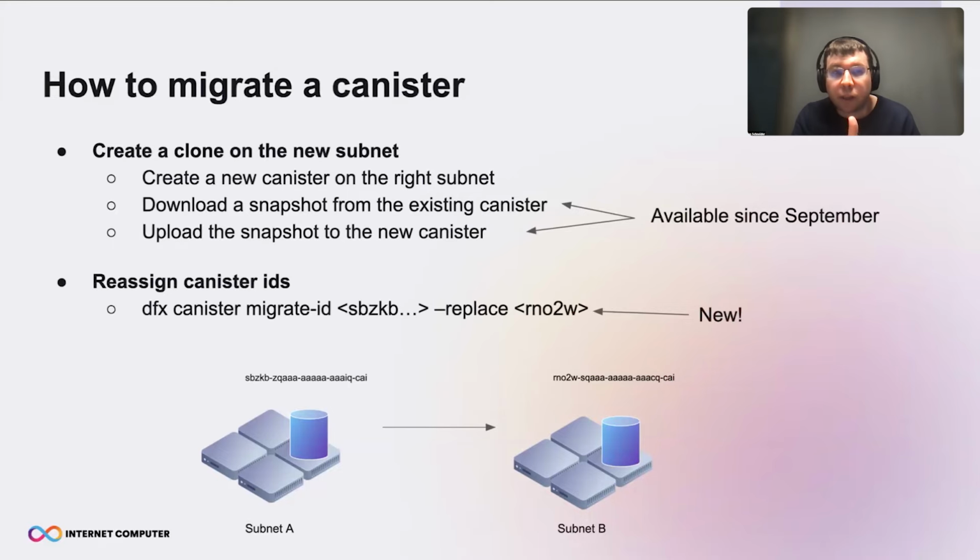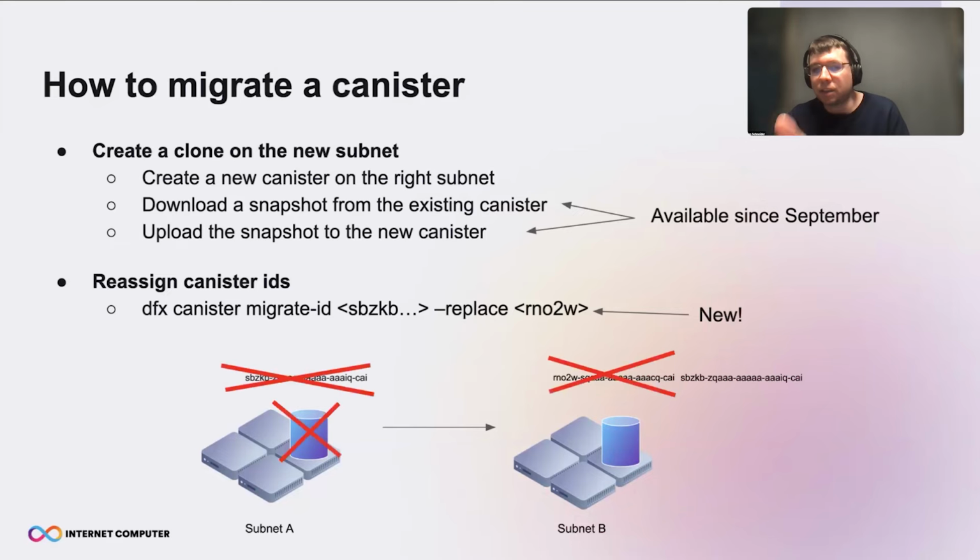So we're introducing a new DFX command called migrate ID. So you tell it to migrate the ID from one canister to the other. And after you do that, the way it will look like is the new canister will now have the name that the old canister had. And the old canister was deleted because, of course, you can't have two canisters with the same ID at the same time. But now, once you have this step, you can do an end-to-end migration completely.